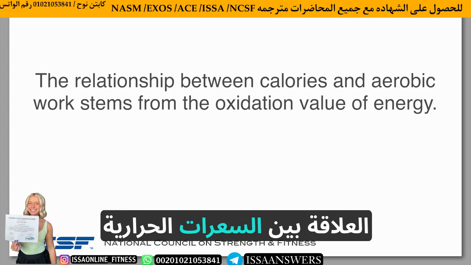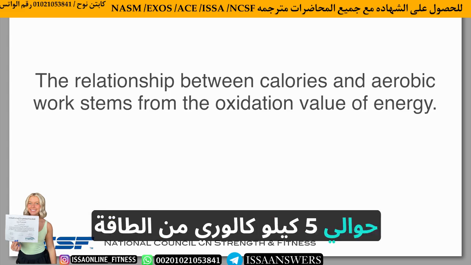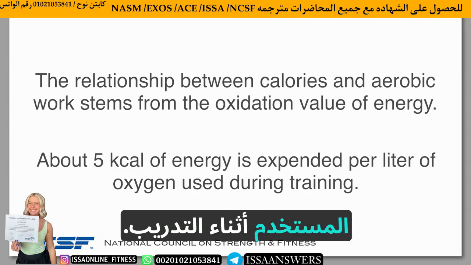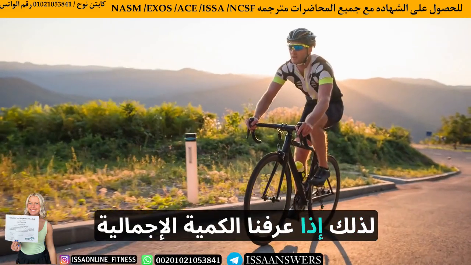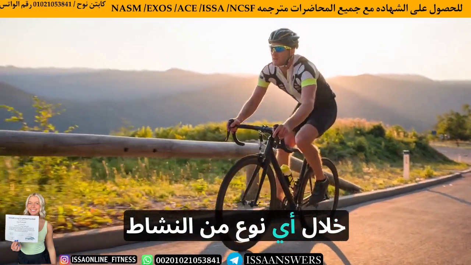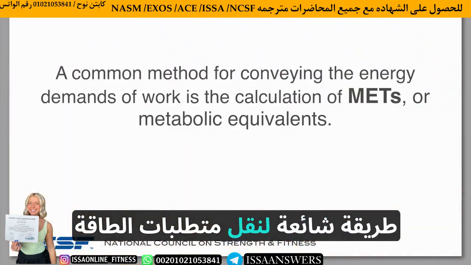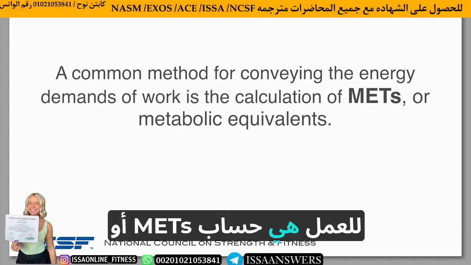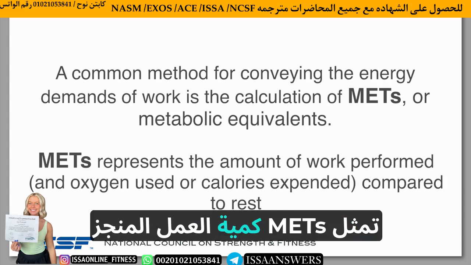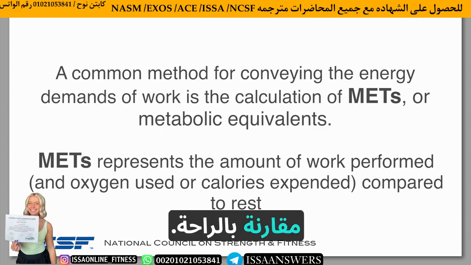The relationship between calories and aerobic work stems from the oxidation value of energy. About 5 kilocalories of energy is expended per liter of oxygen used during training. So, if we know the total quantity of oxygen used, we know the calories expended during any type of daily activity or workout. A common method for conveying the energy demands of work is the calculation of METs, or metabolic equivalents. METs represent the amount of work performed and oxygen used, or calories expended, compared to rest.